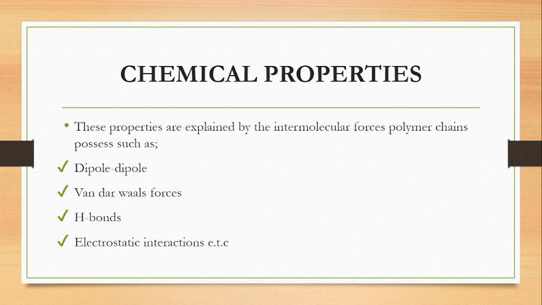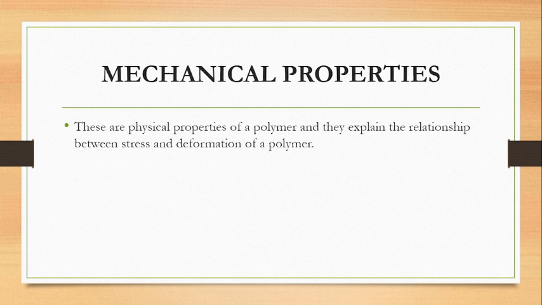Now, the chemical nature of the polymer is dictated by the type of intermolecular forces that are present there, such as dipole-dipole interactions, van der Waals forces, hydrogen bonds and electrostatic interactions. I already gave a homework where we're going to talk about how these intermolecular forces affect crystallinity. So basically, these are properties. So you need to know them. So they are quite very easy.